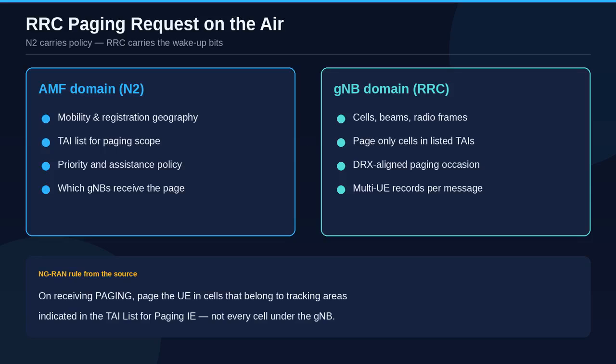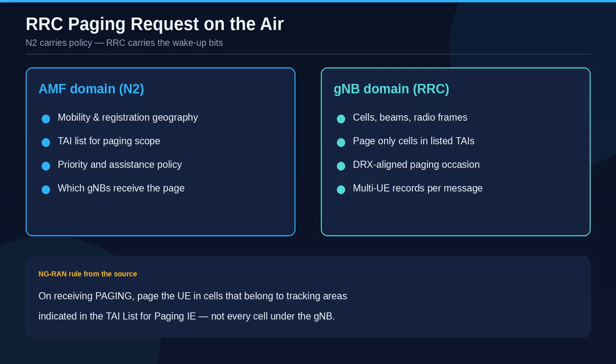Now the message leaves the core and hits the air. When a gNB, more generally an NG-RAN node, receives the N2 paging message, it must page the UE in cells that belong to the tracking areas indicated in the TAI list for paging information element. Not every cell under that gNB, only cells inside the listed TAIs. The gNB builds an RRC paging request and sends it on the paging channel at the right DRX occasion. Multiple UEs can be addressed in one paging message on the air, each with its own identity record. Our UE listens, decodes, and looks for a match against its NAS paging identity.